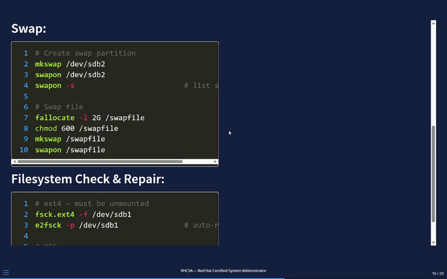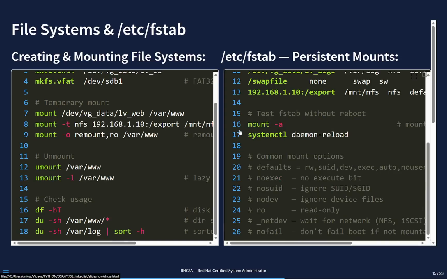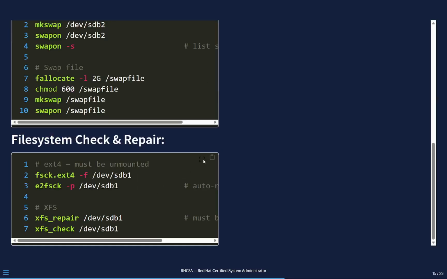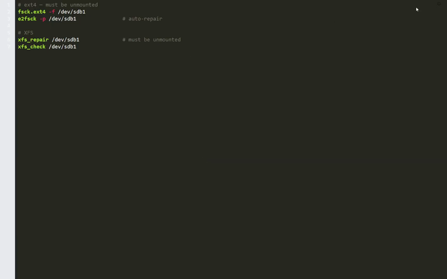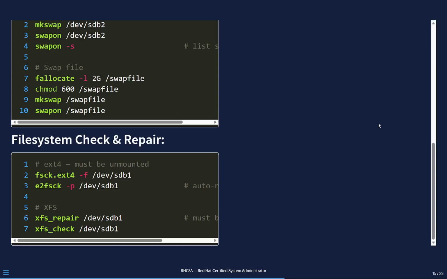Common fstab mount options to know. defaults expands to rw, suid, dev, exec, auto, nouser, async. noexec prevents executing binaries from that file system. Use it on /tmp for security.